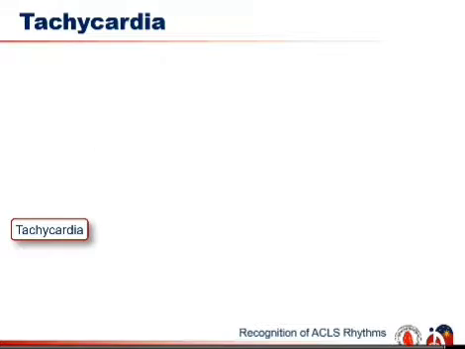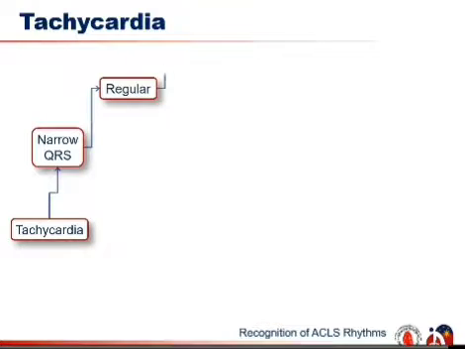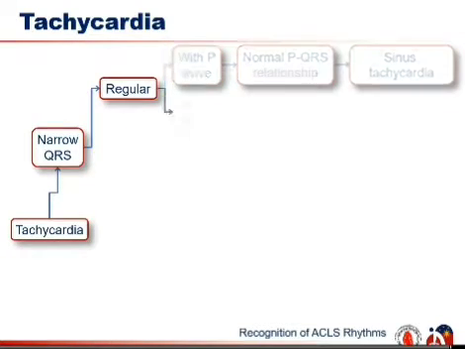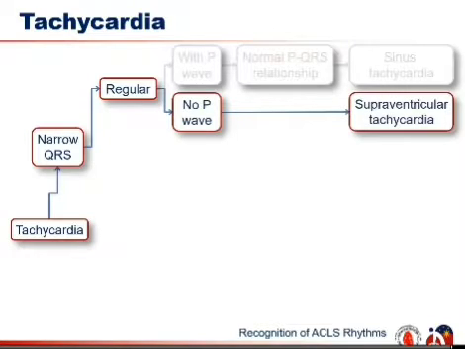Rhythms with rates more than 100 beats per minute are considered fast and labeled as tachycardia. A fast rhythm with narrow and regularly occurring PQRST complexes is sinus tachycardia. A fast rhythm with no P waves but with narrow and regularly occurring complexes is called supraventricular tachycardia.